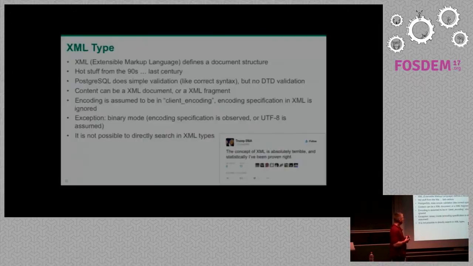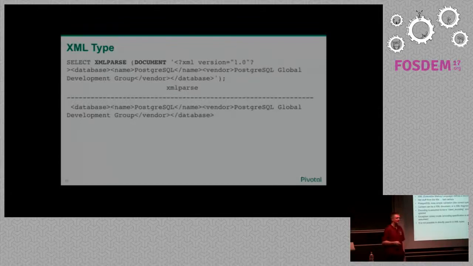Unlike in the standard, Postgres is always assuming the encoding you specified in your client encoding. These days, most people use UTF-8. Not all, not everyone. So it's always assuming that the document you transfer is encoded in the same client encoding you have specified for your database, except if your client encoding is actually SQL ASCII. Then it's using whatever is specified in the XML document. And you cannot search in XML data types. You can retrieve them, but not search in them.